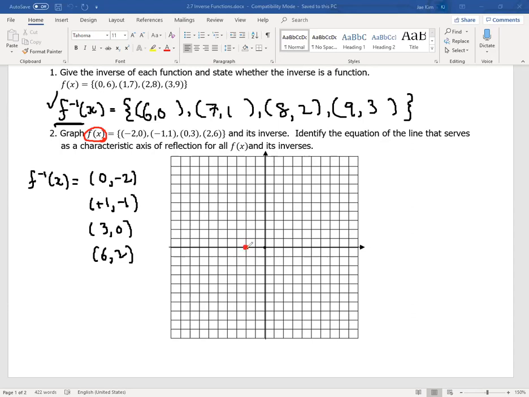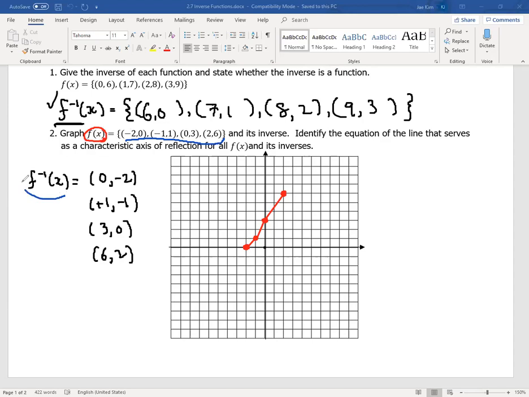-2, 0, there. Negative 1, 1, right there. 0, 3, there. And 2, 6, right there. You're not supposed to connect the dots, but just to show you what's happening to the function, I'm going to do it anyways. It's going to look something like this. Normally, I wouldn't connect the dots because that doesn't make sense, because I specify only the points.